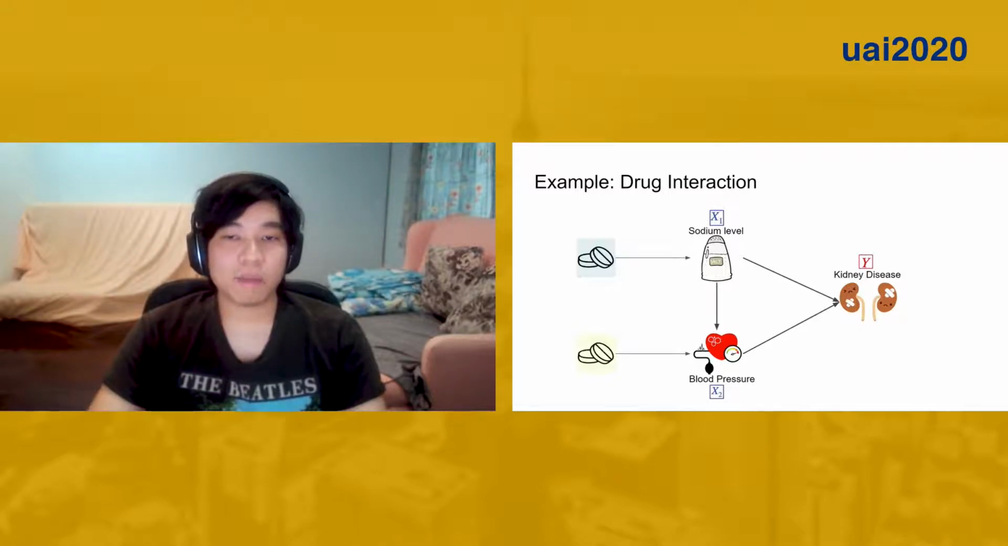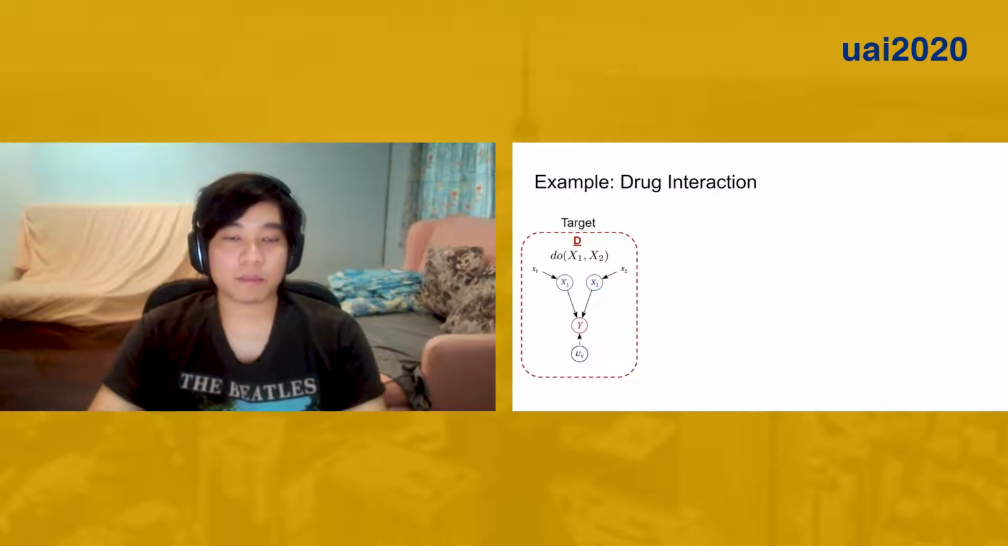However, in reality, we may not be able to observe all the confounders, and we may have hidden confounders between each pair of the variables, like this. The aim is to understand the joint effect of these two drugs on the kidneys. So essentially in this example, we have two control variables, x1 and x2, and the outcome variable y. And here's the target regime that we want to study, where we intervene on x1 and x2 simultaneously.